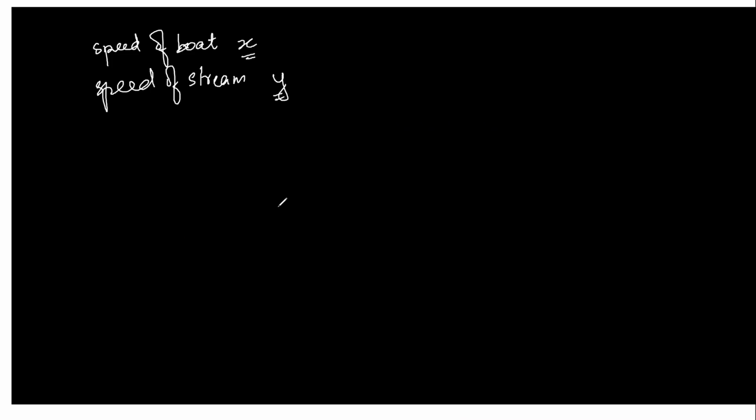So we'll ignore this question for the time being and understand the speed of boat. Let's say it's X. Speed of stream, it could be a river, stream, pond, or a kind of rapid, whatever it is. So we say the speed of stream is Y, speed of boat is X. So when we discuss speed of boat going downstream, right?